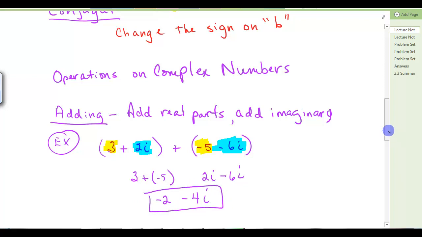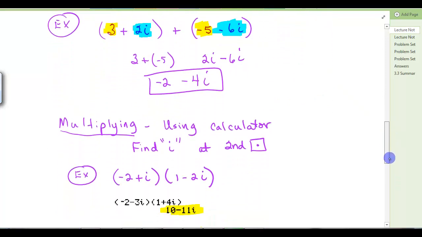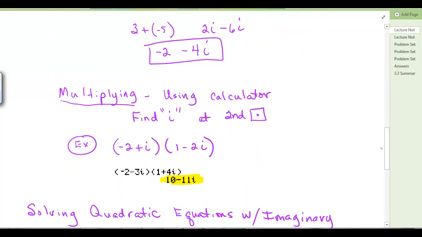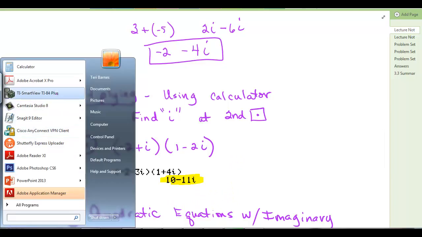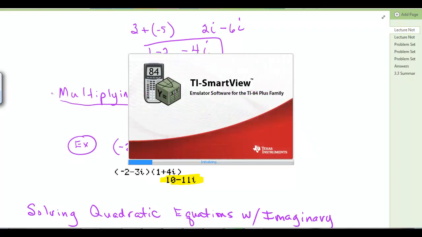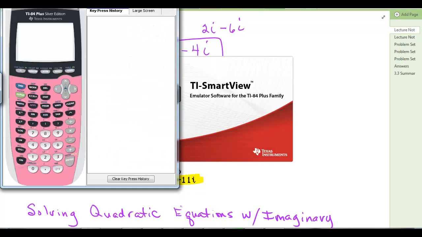Now multiplying can get a little bit complex. It's like FOIL: you do the first ones and the outer ones and the inner ones and the last ones, and you combine the things that are the same, so it takes you a few steps. But we can do this on the calculator, and let me get my calculator going here, because you can see the screen that I dragged here from my emulator.